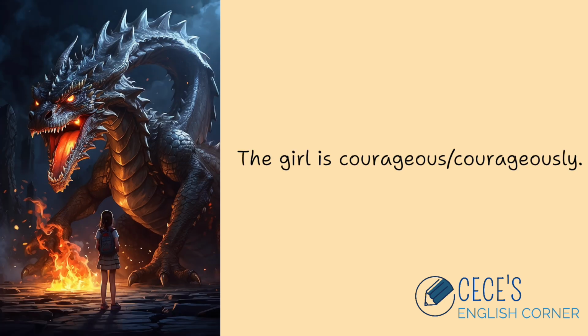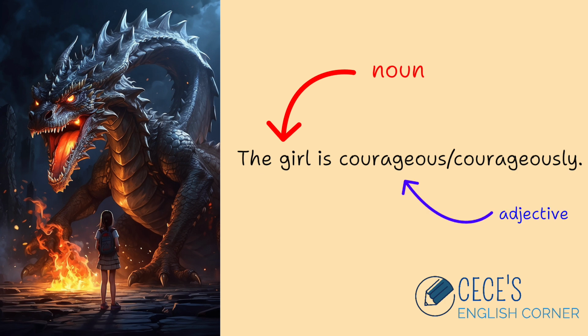The girl is courageous or courageously. In this example, we want to describe the girl, which is a noun. This means we must use an adjective. Courageous is an adjective and courageously is the adverb. Remember that adverbs typically end in ly. It would be incorrect to say the girl is courageously.